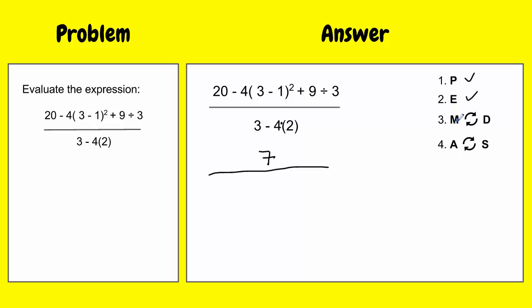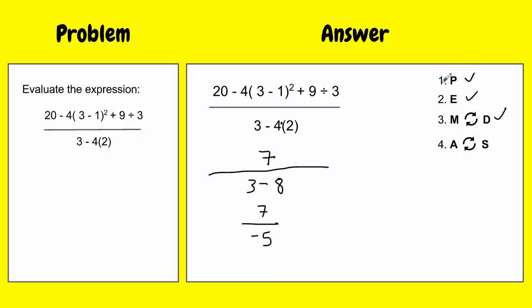So I know that is complete. Step 3 wants to evaluate multiplication or division. I do have multiplication. So I'm going to bring down the rest, 3 minus, and then 4 times 2, I get 8. So that's all set, and the only operation left is addition or subtraction. So we have subtraction left. So I would put 7 over 3 minus 8, I get negative 5.